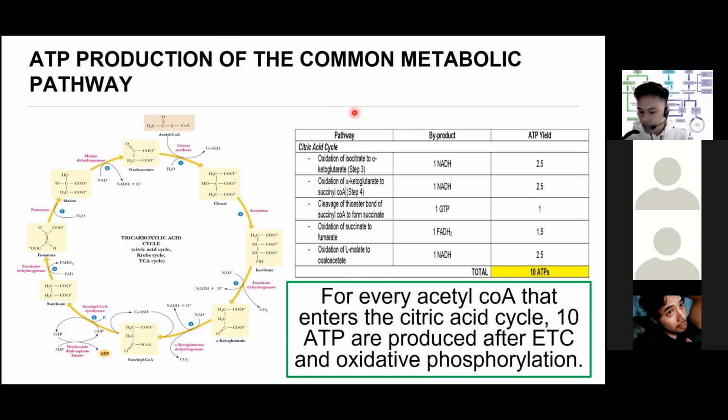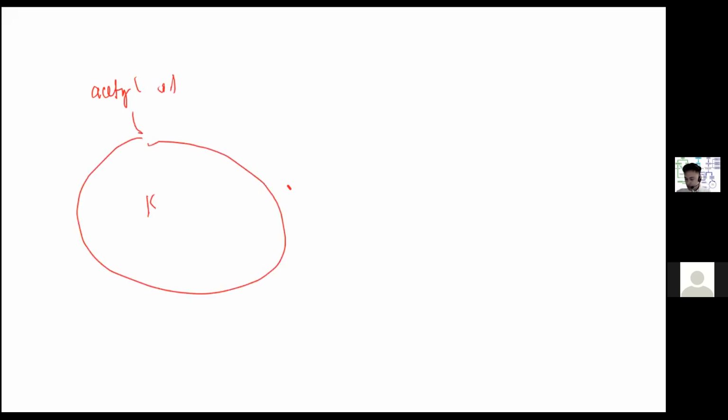So again, acetyl-CoA enters Krebs. How many NADH does Krebs produce per acetyl-CoA? It produces 3. How many FADH2? 1. And then 1 ATP or GTP.